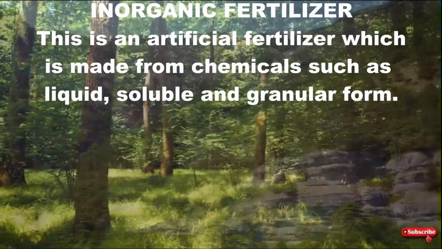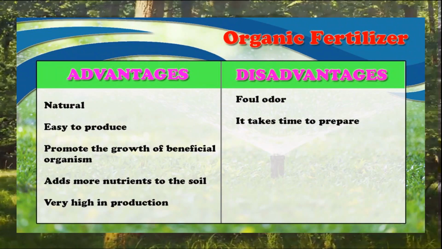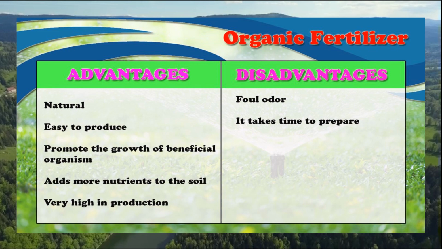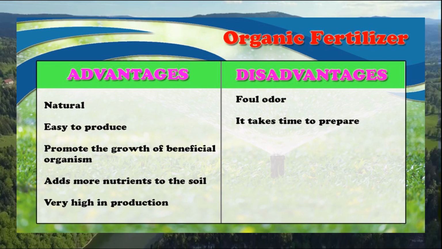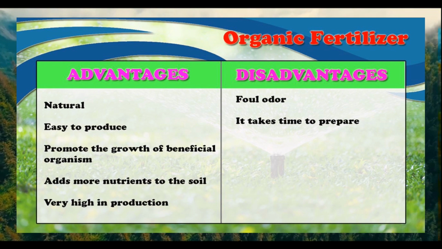Now, let us compare the advantages and disadvantages of organic and inorganic fertilizer. Let us start with organic fertilizer. The advantages of organic fertilizer are natural, easy to produce, promotes the growth of beneficial organisms, adds more nutrients to the soil, and very high in production. The disadvantages of organic fertilizer are foul odor, and it takes time to prepare.